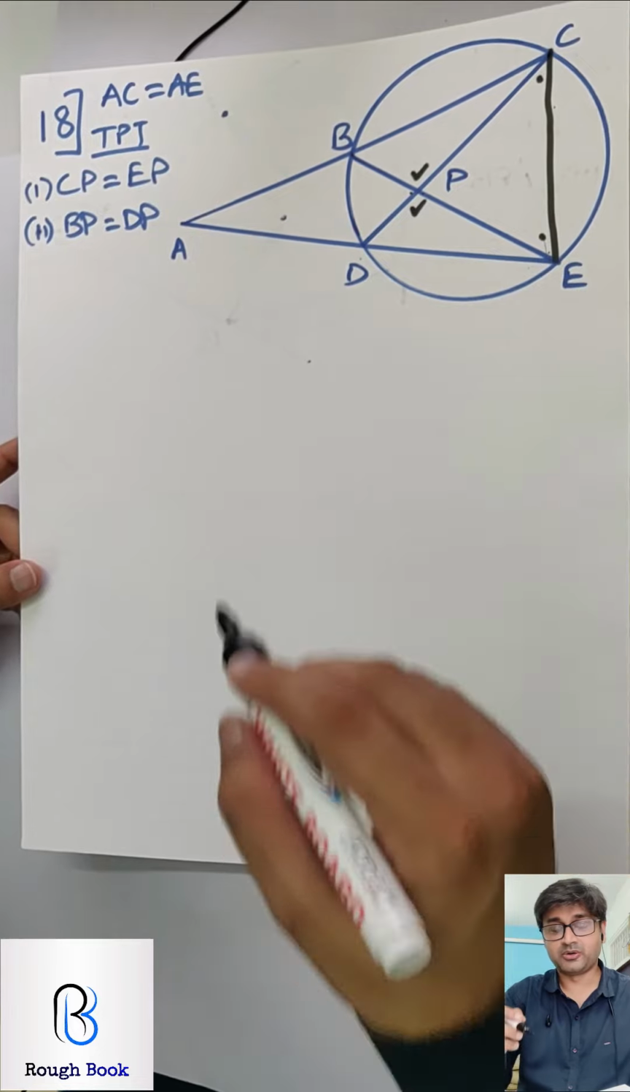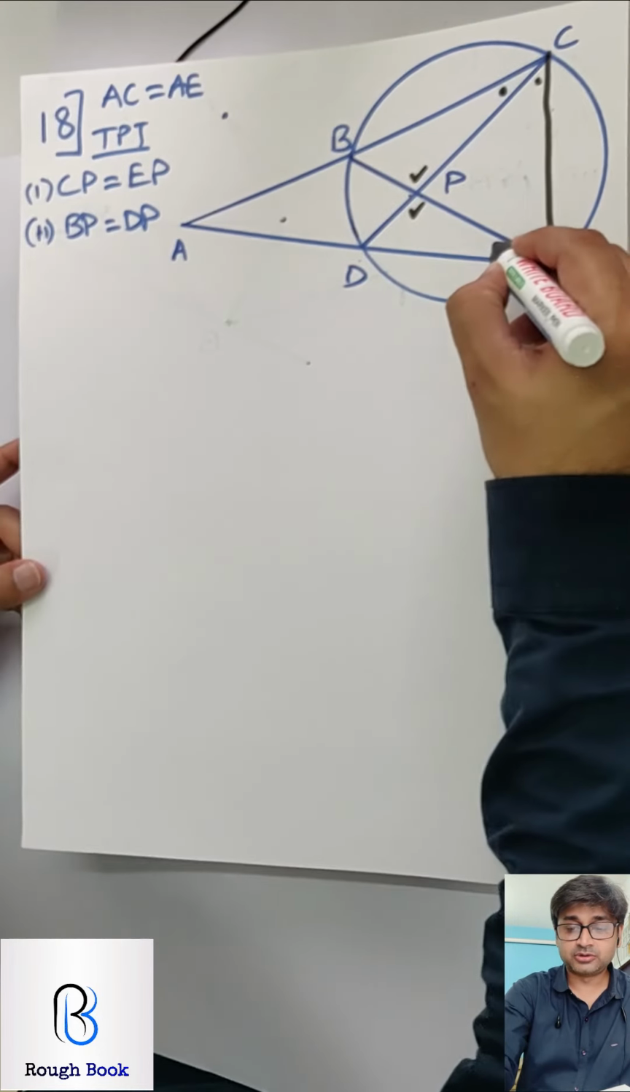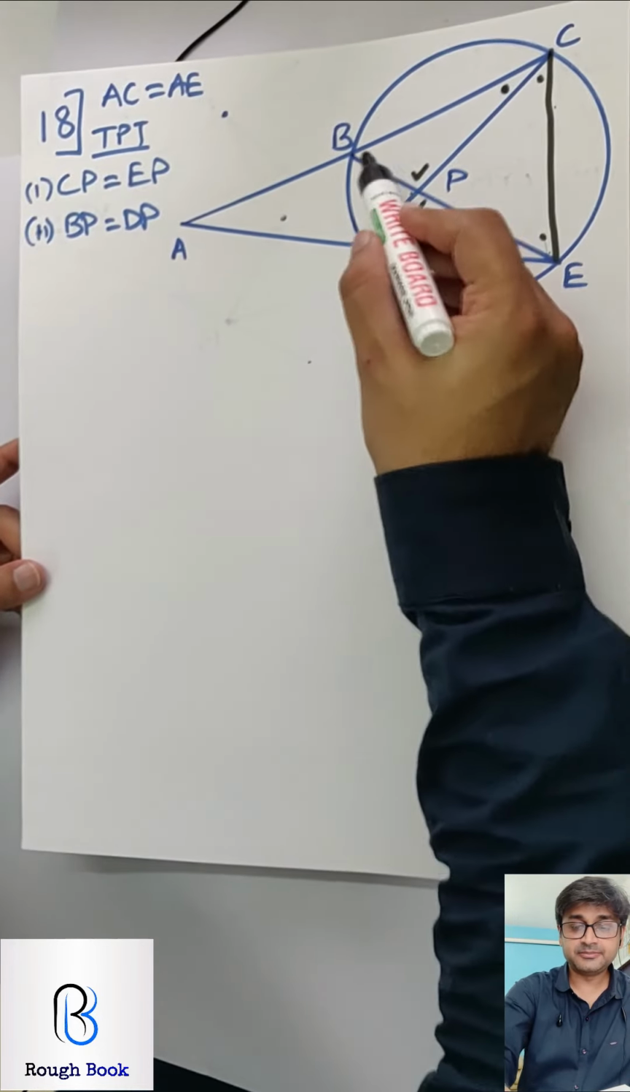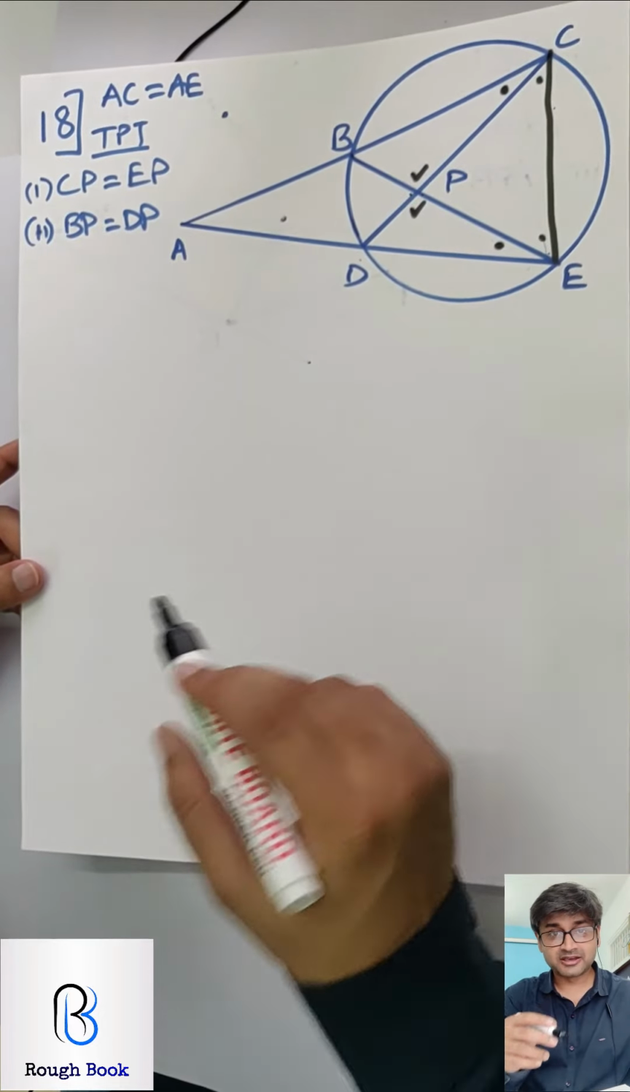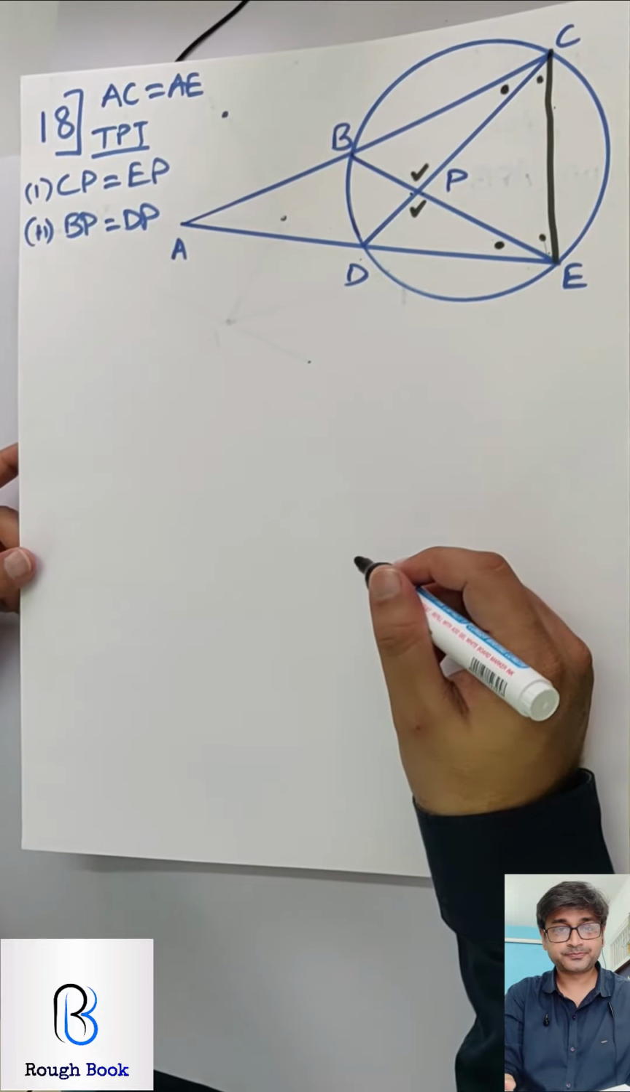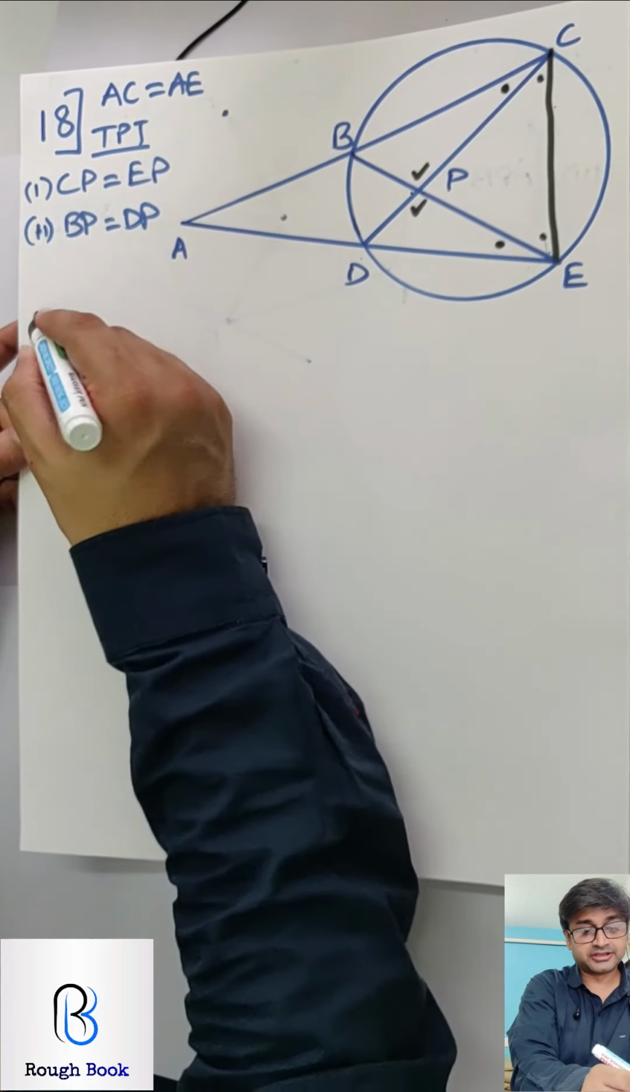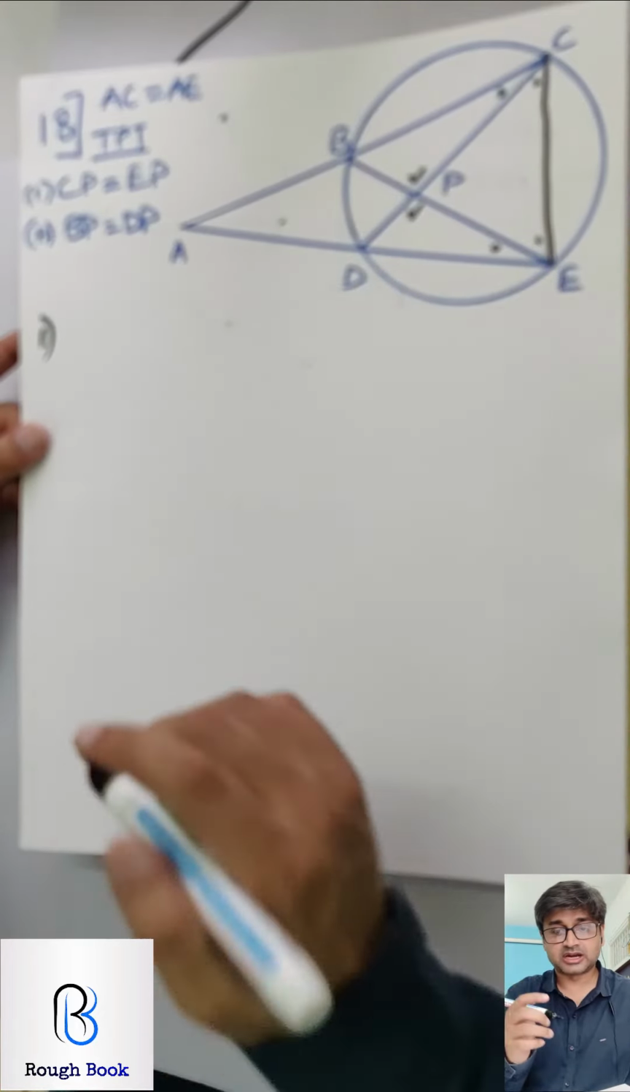Got it? Wow. Can I say this angle equals this angle? BCD, BED, angles inscribed in the same arc are congruent. And the third part we'll get, don't worry. Just be with me for 3 steps, then you can start on your own.